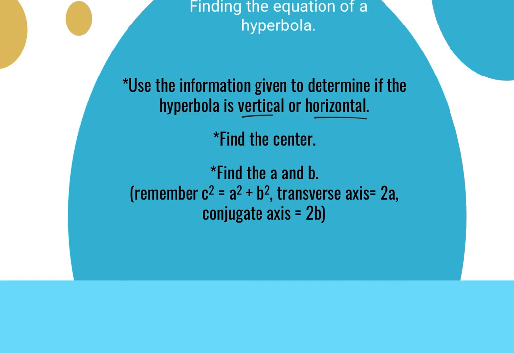So obviously I'm going to look and see if it's vertical or horizontal based on the information. I have to find the center. I have to find any combination of a, b, and c. And then I can use c squared equals a squared plus b squared to find the other one. You might be given that the transverse axis is 2a or the conjugate axis is 2b. So there's a couple of different pieces of information you're going to get given.